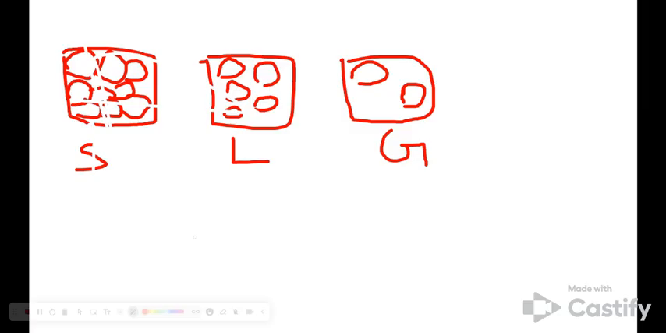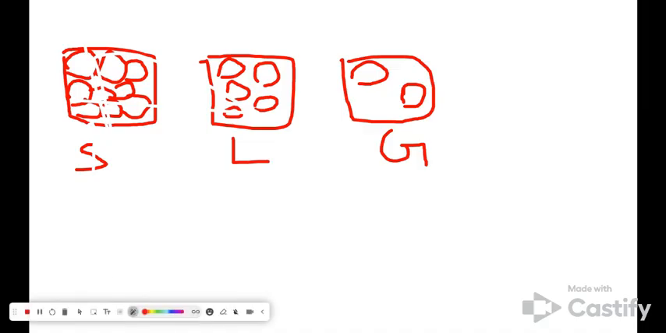Let's go to changes in matter: a physical change and a chemical change. A physical change forms no new substances, for example cutting paper or melting ice. In a chemical change, new substances form, like burning wood or rusting.